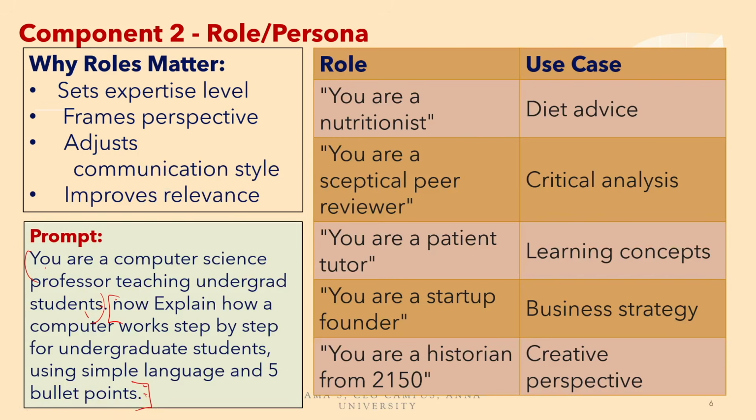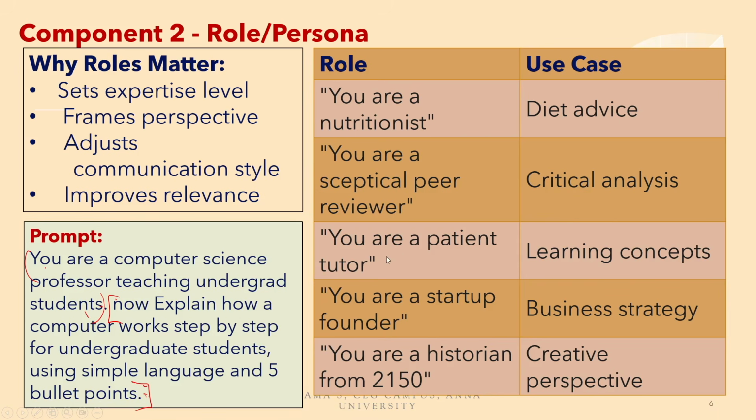Now, here are a few examples for the role and the use case that we can have. Say the role is: you are a nutritionist. The use case in this case can be diet advice. You are a skeptical peer reviewer. This is for research papers or scientific articles that we write. We can ask the LLM to act as a skeptical peer reviewer, and this can be used for critical analysis.